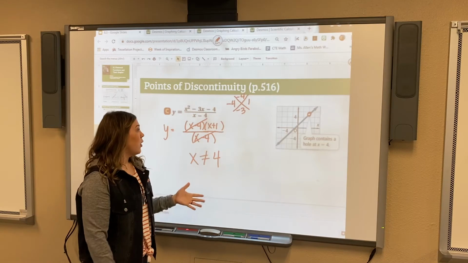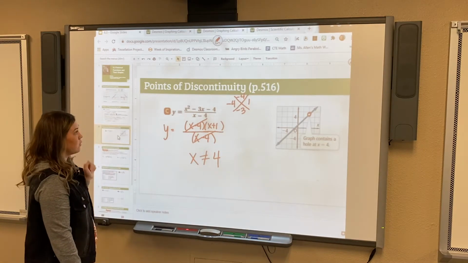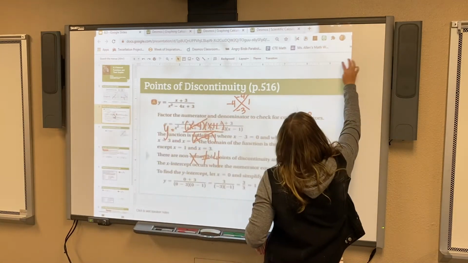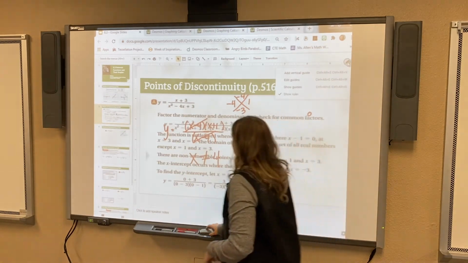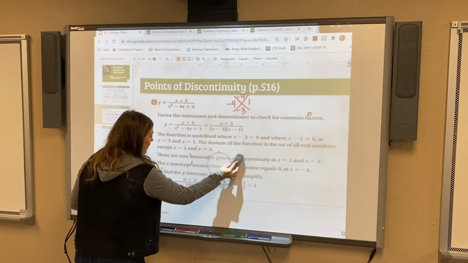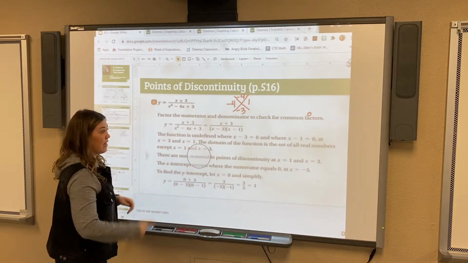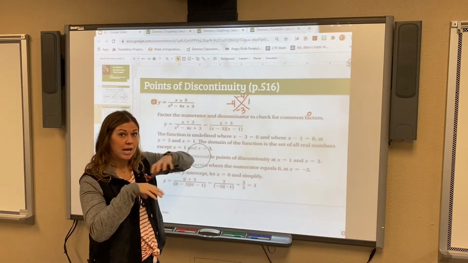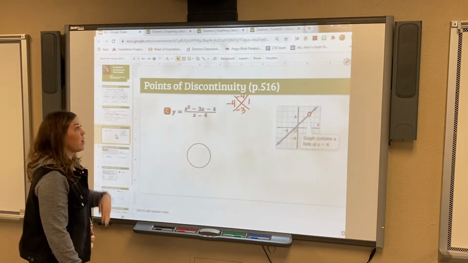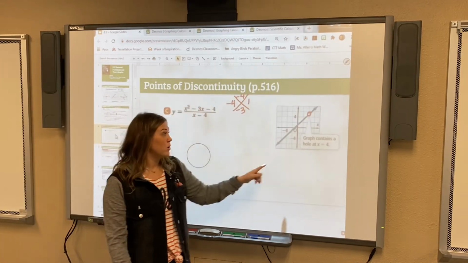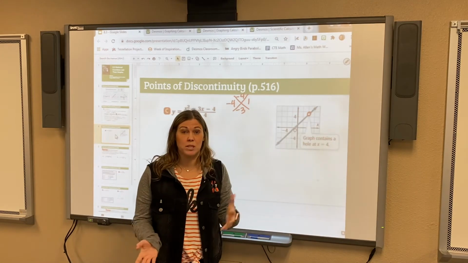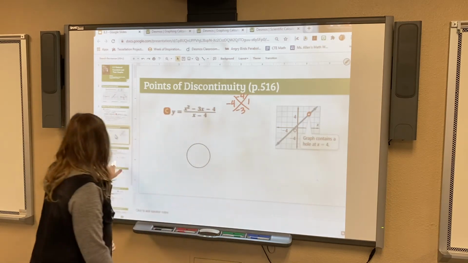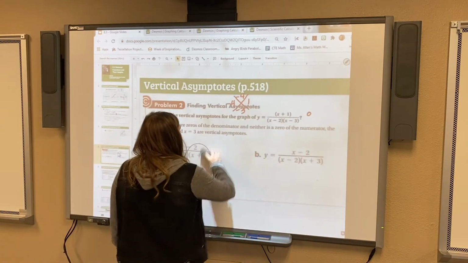Okay, so if you look at the previous one, let me clear this. If we look at this one, we had a vertical asymptote at 3 and at 1. Okay, and neither at the top or bottom could we cancel out any factors. Here, we were able to cancel out factors, so we just had a hole. And that is the difference between a vertical asymptote and a hole: whether you can cancel out any factors.